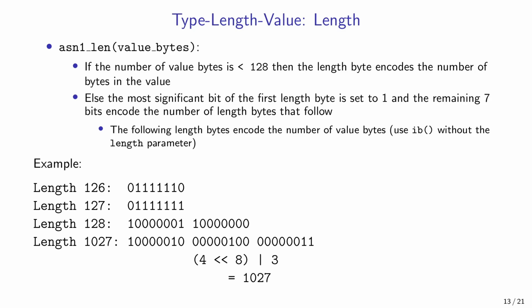Okay? In theory, we could always use this long form where the first byte specifies how many length bytes follow, but then we would waste an extra byte if the length can be encoded in a single byte. The DER encoding standard requires using the shortest possible form to encode the length.